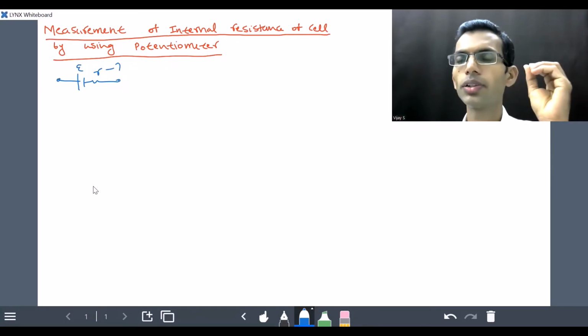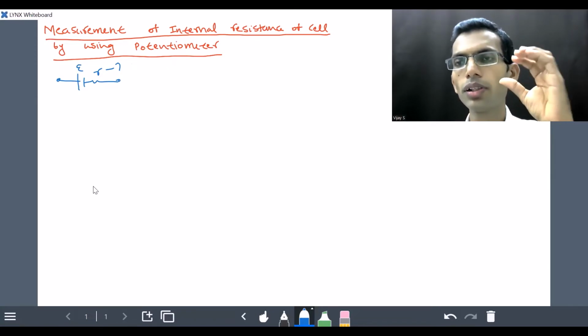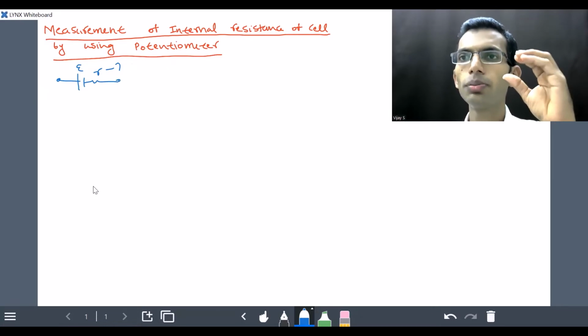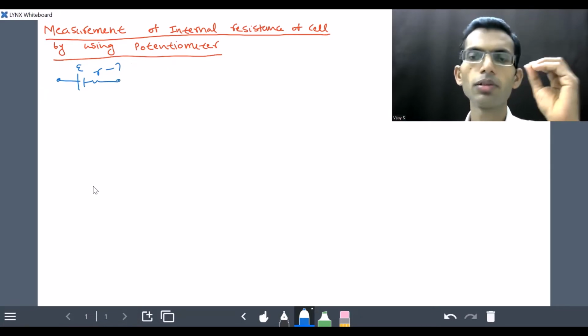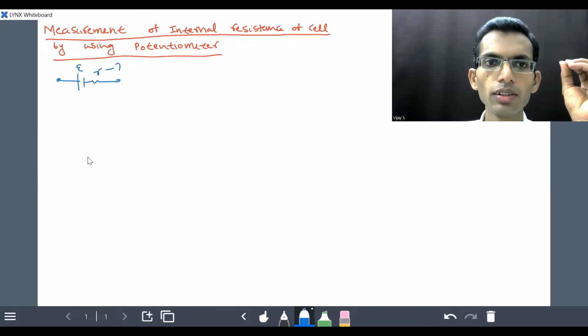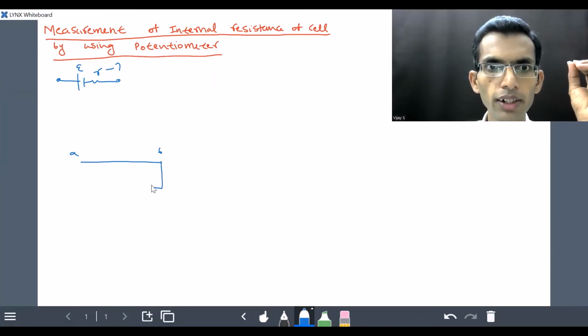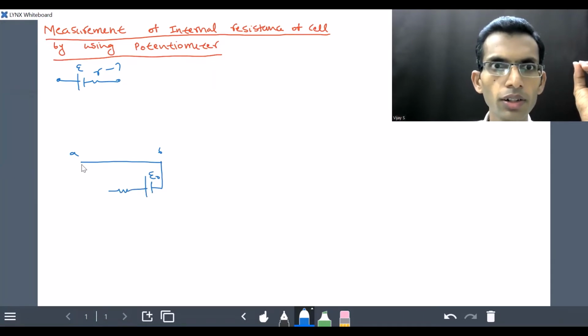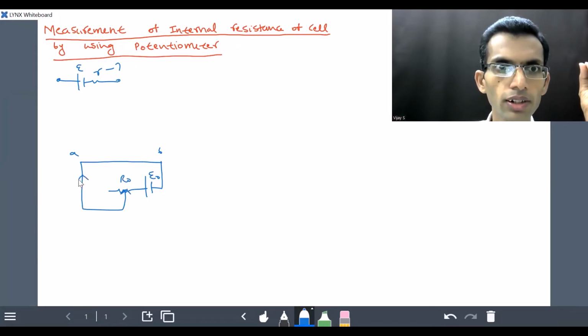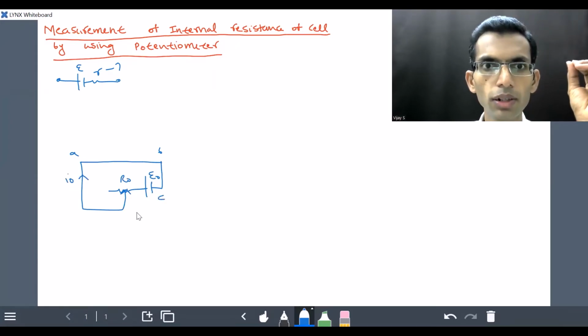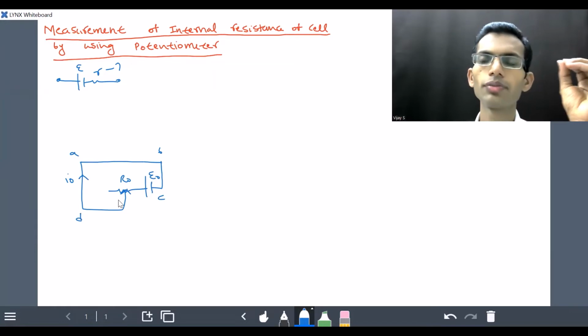by using potentiometer. The potentiometer, which is used to measure internal resistance of the cell, can be represented in a simplified form of circuit like this. It consists of long wire AB of uniform cross section in series with battery E0 like this, and rheostat R0, which is kept at suitable position so that a constant current I0 flows through the main circuit. This is called main circuit of the potentiometer.